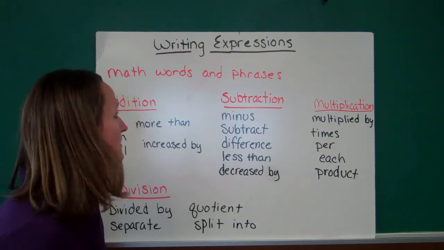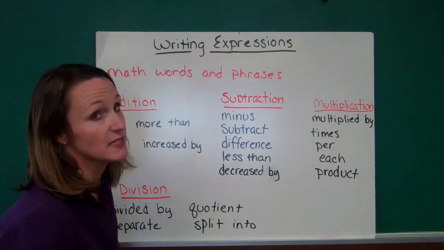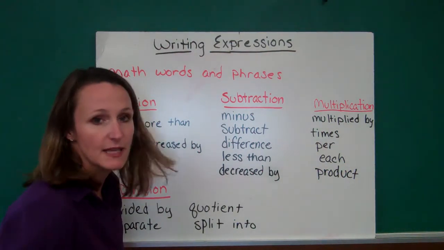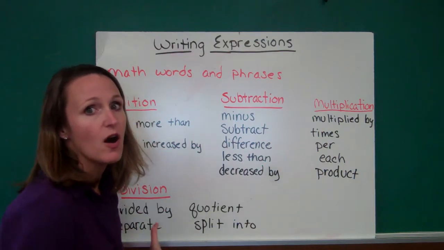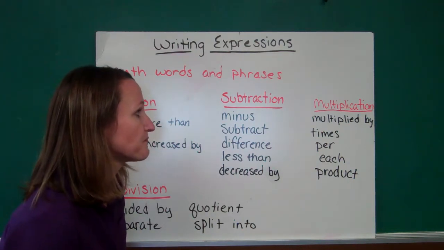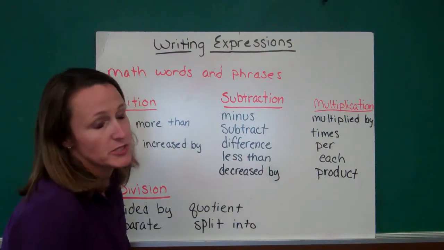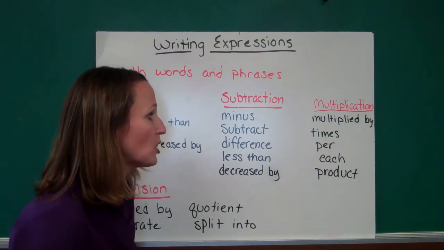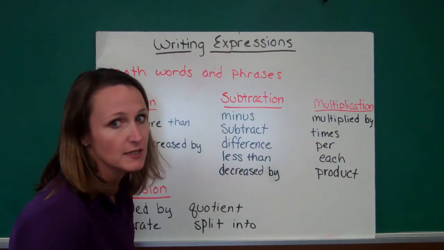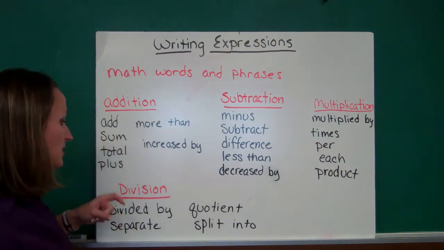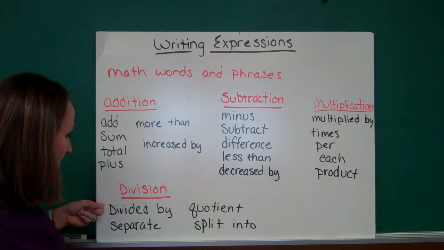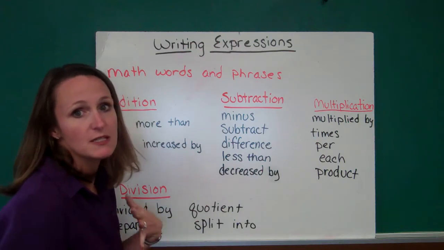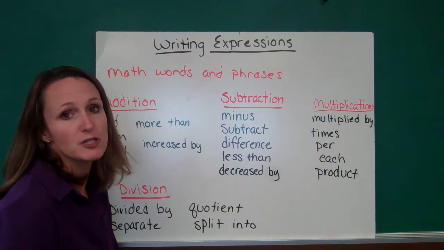Then when you're subtracting, some words that should signal subtraction are things like minus, subtract, difference, less than, and decreased by. All of these mean to subtract. Words and phrases that should tell you to multiply are things like multiplied by, times, per, each, and product. And then when we talk about division, we might say divided by, separate, quotient, or split into. All of these should signal you that you're going to divide.